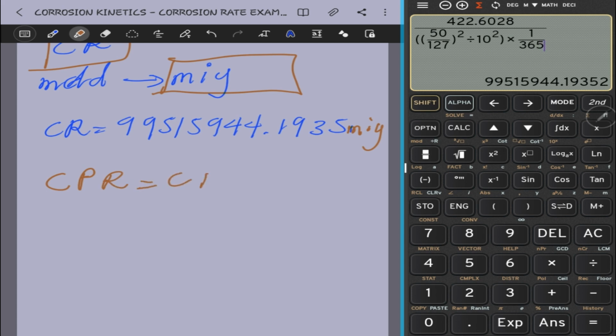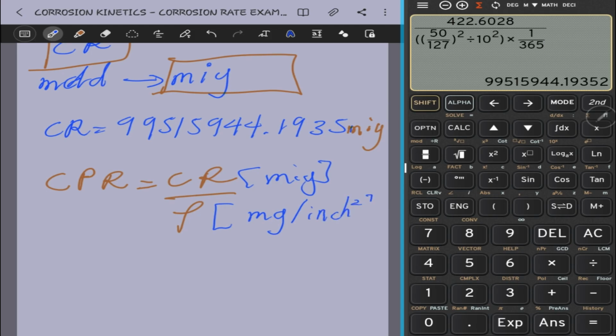we just use this CR, which is in MIY, right? And divide through by the density, which we have in milligrams, right, per inch squared. So clearly you see that the milligram takes care of this milligram here. And then this inch squared, one of it is cancelled, so we'll just be left with inch, right?